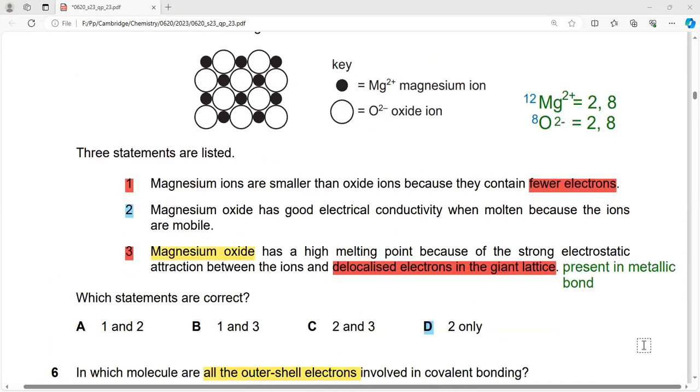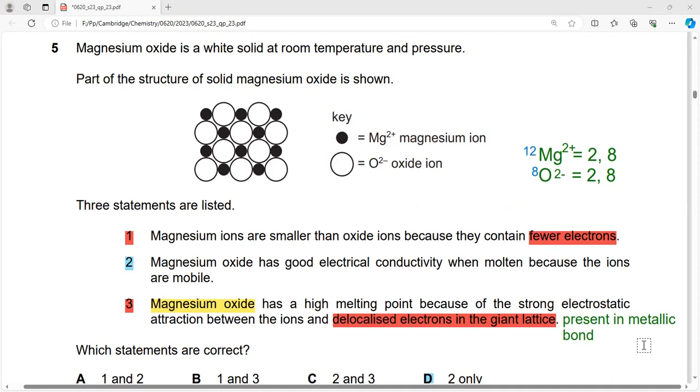Question number 5. Magnesium oxide is a white solid at room temperature and pressure. Part of the structure of solid magnesium oxide is given there. We can see that the black dot is magnesium, which is smaller in size, while the white is oxygen, which is larger in size. Magnesium has a +2 oxidation state. The total number of electrons in magnesium is 12. When it gives 2 electrons it is oxidized to the +2 state, and the total number of electrons becomes 10. So the electronic configuration becomes 2 and 8.